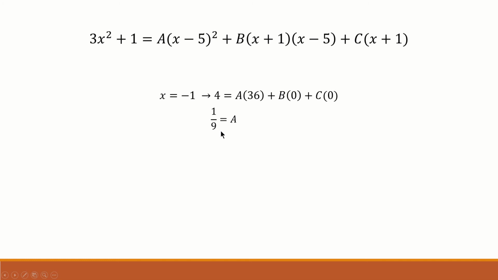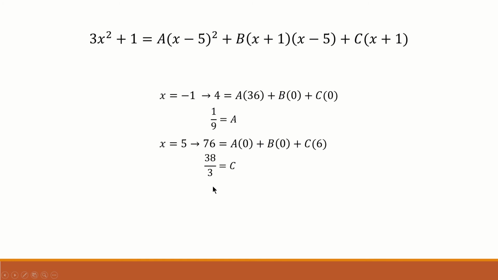And then our second x value that we can sub in is 5, which would get rid of a and also b. 5 minus 5 is 0. So we end up with 76 on the left. That'll be 5 squared times 3 plus 1 equals 6c. So c equals 38 divided by 3. Now, unfortunately, we still have to solve for b.